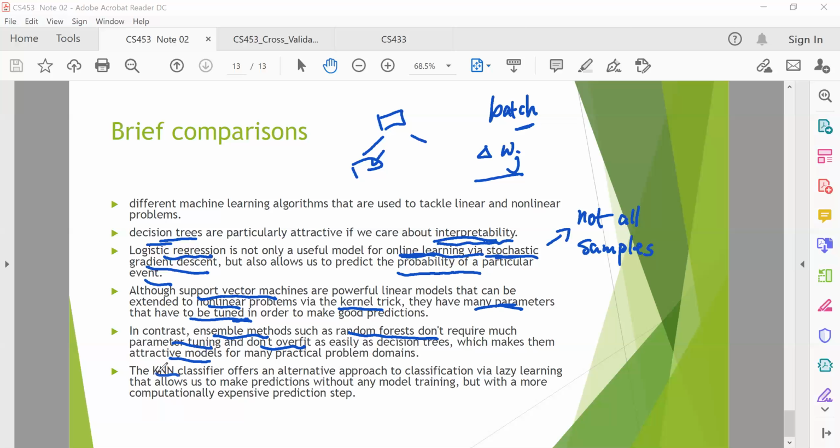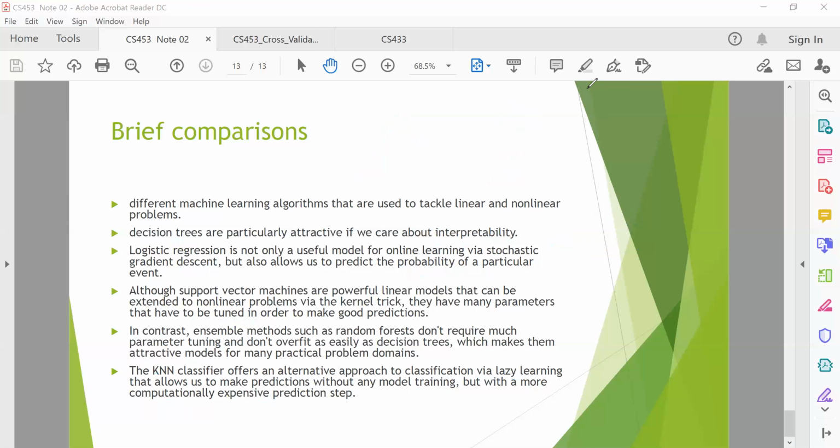And today we also learned K nearest neighbor. So KNN is what? It's lazy learning, and it allows you to make a prediction without any model training. But it's memory based, so it's computationally expensive, especially with the storage. So this is a brief comparison. We are done with the concept about KNN, and next, let's take a look at the example.